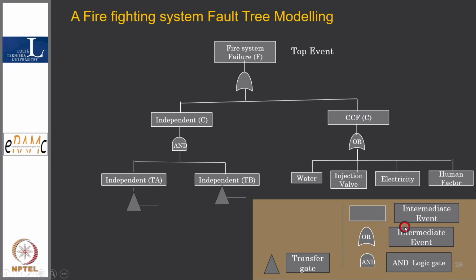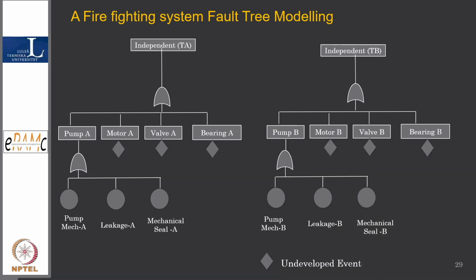This is the intermediate event, OR gate, then AND gate. So I should write OR gate here. Transfer gate means you can transfer this input and develop it on some other page. So independent TA and TB have been developed on the next page. What happens? Independent TA: pump A failure, motor failure, valve failure, and bearing failure.